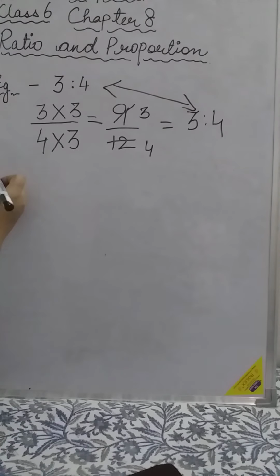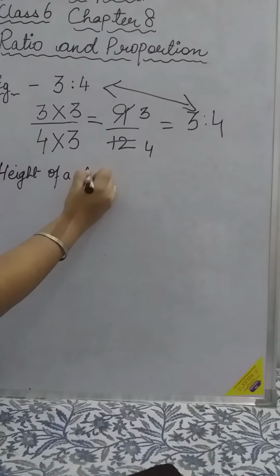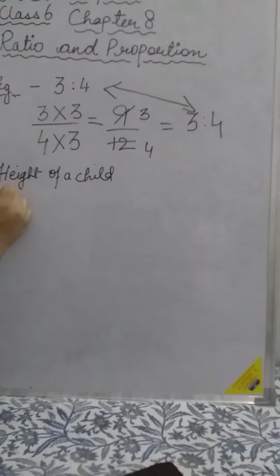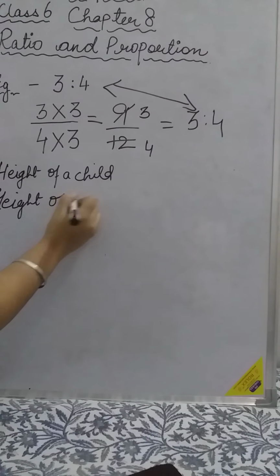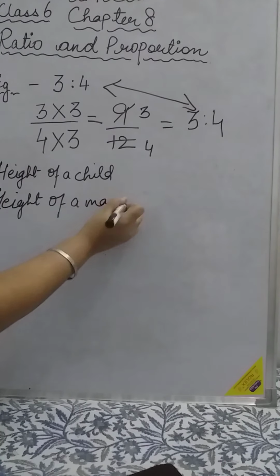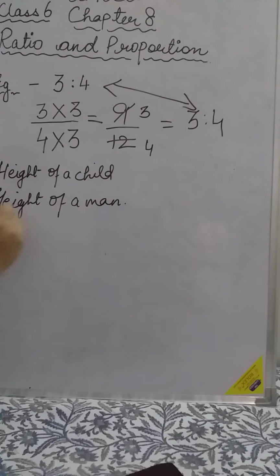Next, ratio exists between quantities of the same kind. For example, we are measuring the height of a child and the height of a man. Now are they the same quantities? Yes, because in both cases your quantity is height.